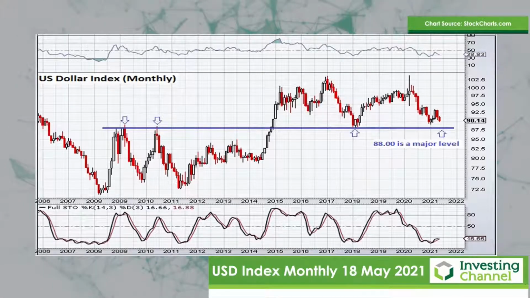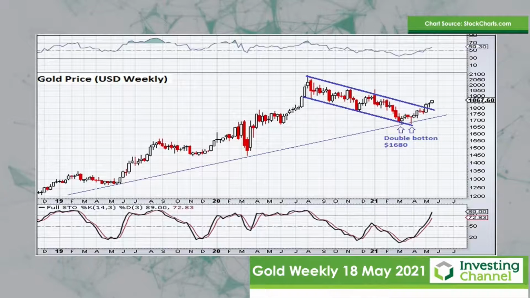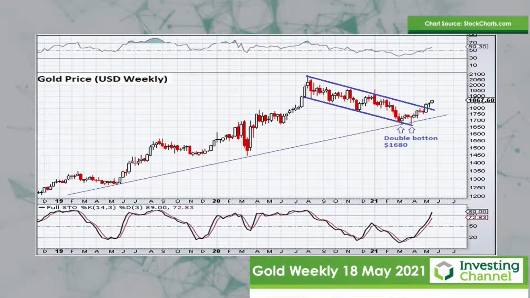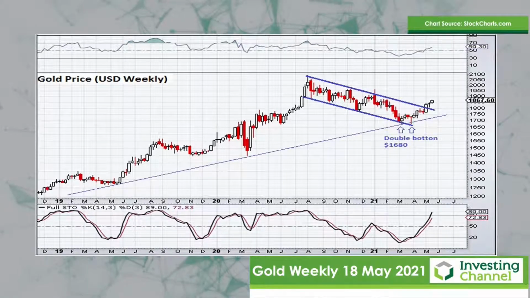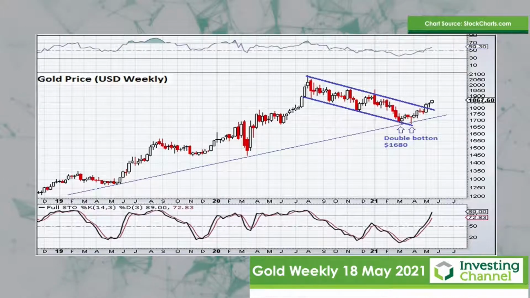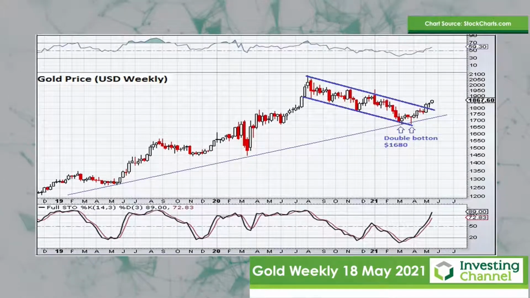Then I want to take a look at the US dollar price of gold. And this is a weekly chart of the gold price that I'm showing here. Now, obviously, there is a relationship between the US dollar and the gold price. A weaker US dollar typically translates into a firmer gold price, all other things being equal. But also gold is being buoyed at the moment by rising inflationary fears.